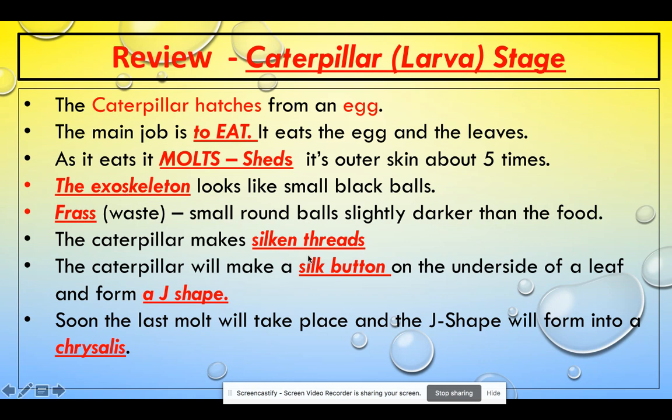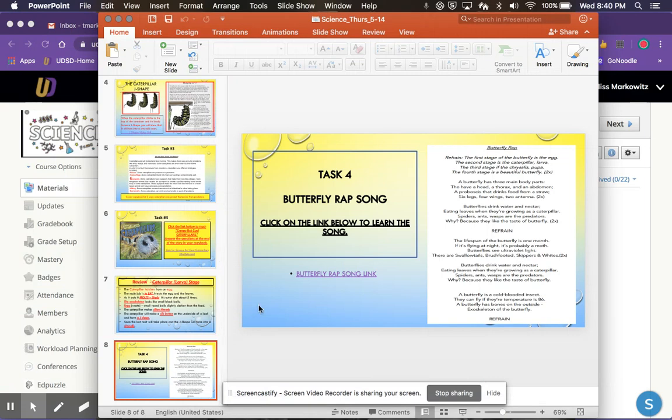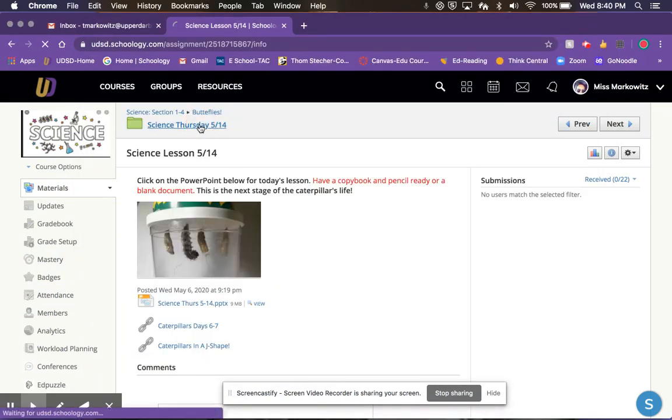All right, they make silken threads. They have waste like all other living creatures. Caterpillar makes a silk button and forms a J shape. Soon it will take its last molt and form into a chrysalis. Here's the rap song. All right, you'll practice this to yourself as well. See if you can start memorizing some of those words. All right, and then you'll go back into the Thursday folder.